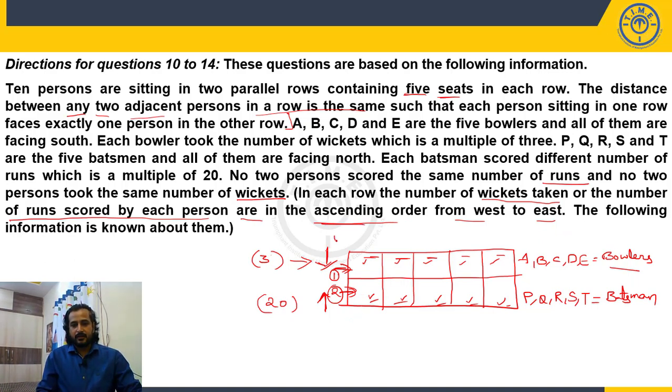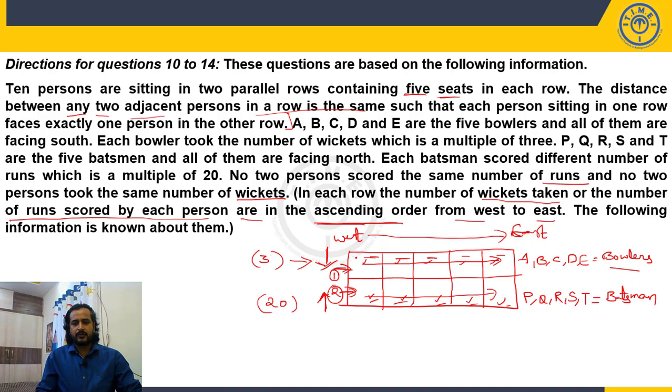West to east means, whether the persons are facing south or north, irrespective of that, this will be the west to east. So the numbers should be in ascending order from west to east. Here the numbers should be in increasing order, and here also the numbers should be in increasing order from west side to east side.